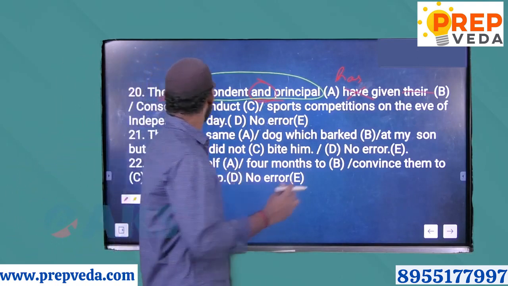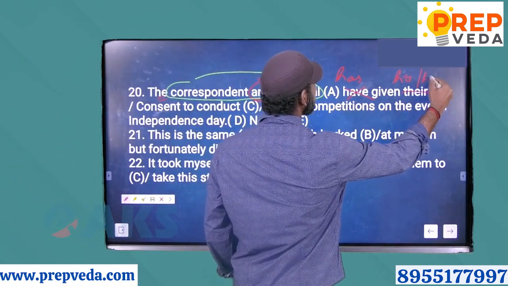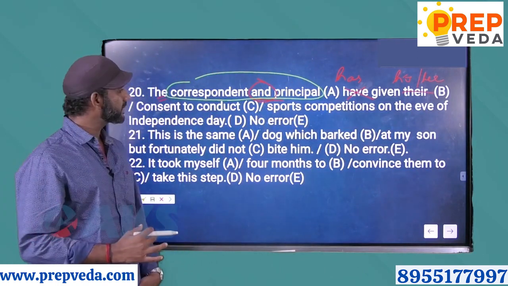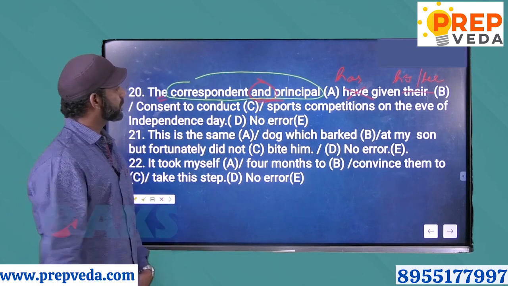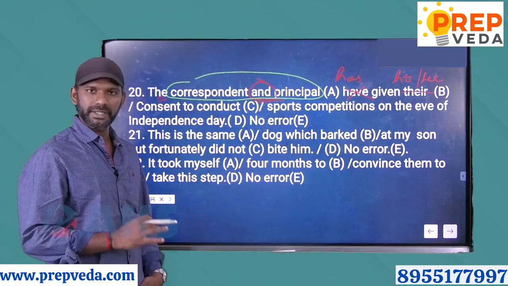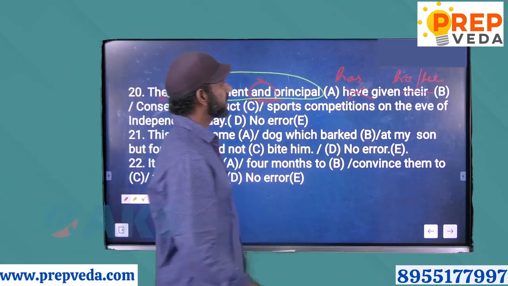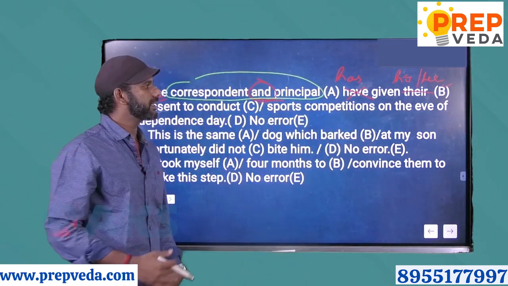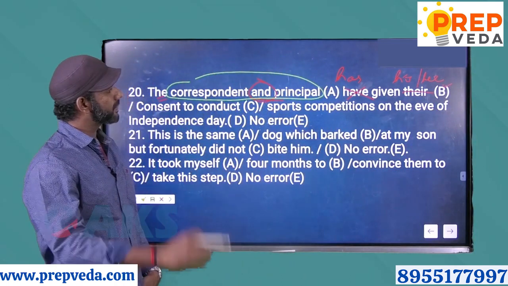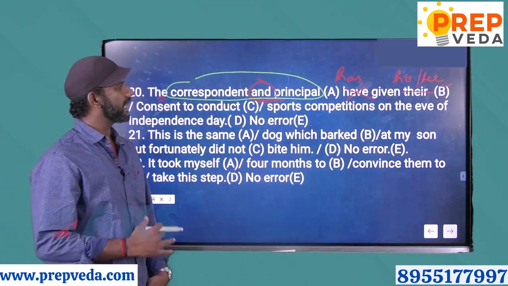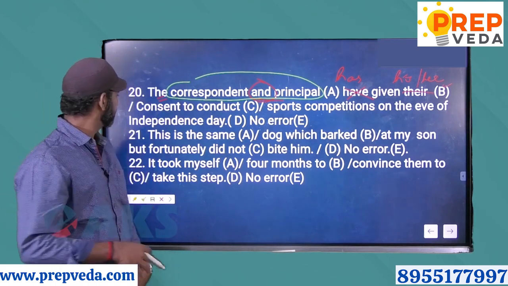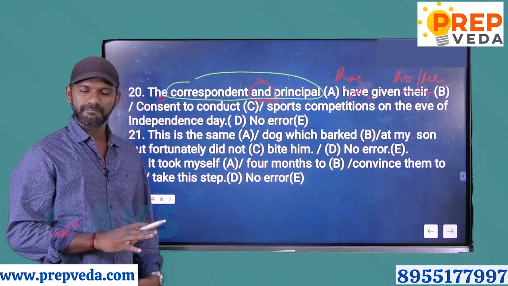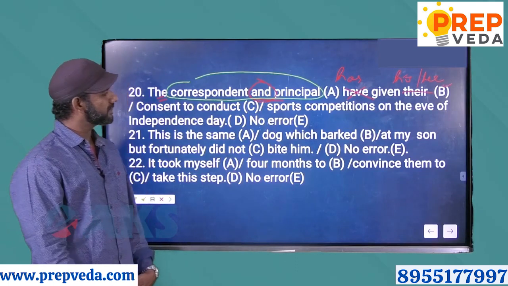So it cannot be their, it must be his or her. The correspondent and principal has given his or her consent to conduct sports competitions on the eve of Independence Day. So the error is in part B and we have two errors in this part. One error is regarding the verb and the other error is regarding the pronoun. So the correct statement must be the correspondent and principal has given his or her consent, doesn't matter, to conduct sports competitions on the eve of Independence Day. Getting it? Come on, next.